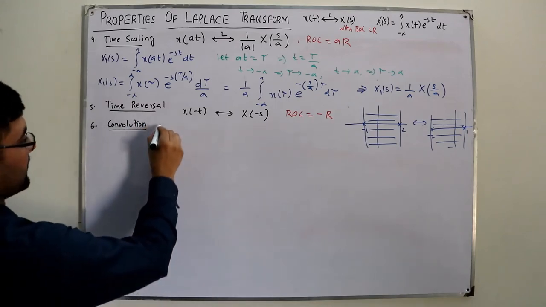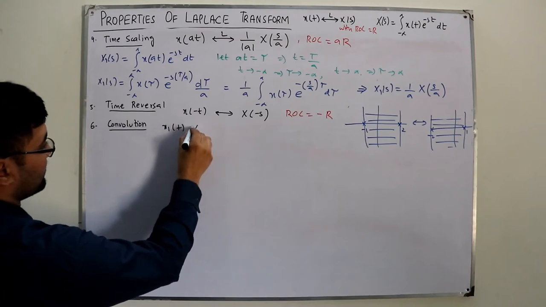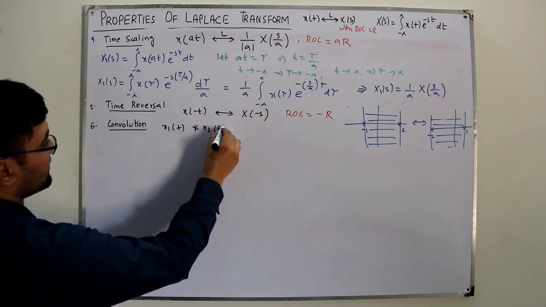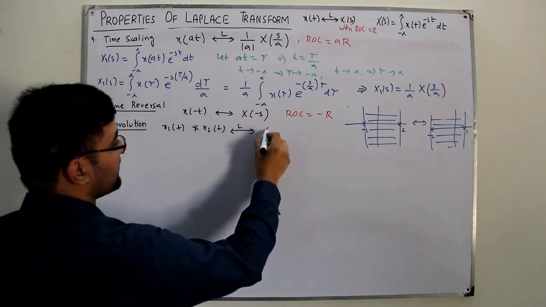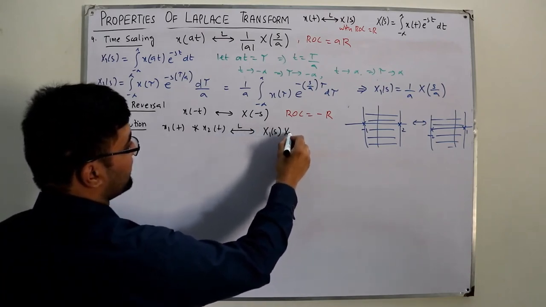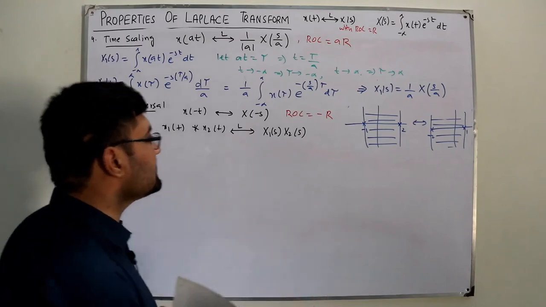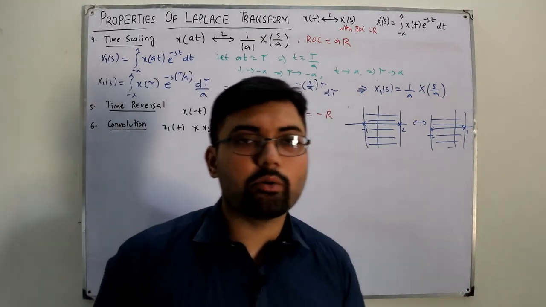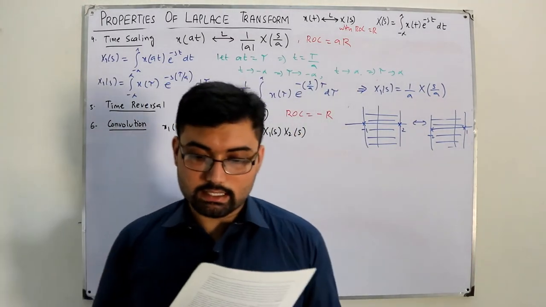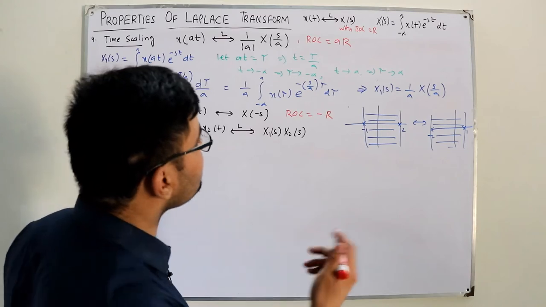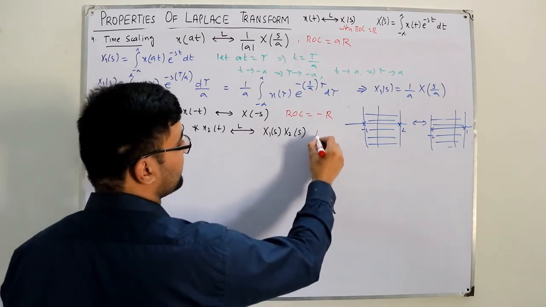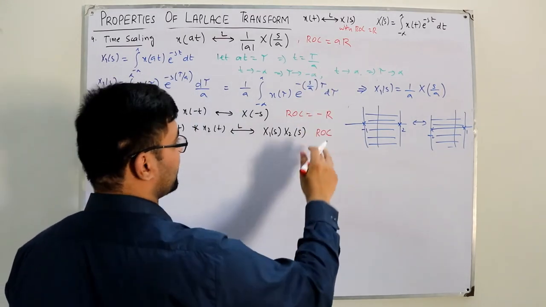The convolution property says that if you have x1 of t convolved with x2 of t in the time domain, the corresponding Laplace transform gets multiplied in the frequency domain. These are the very same things we discussed in the Fourier transform, but the ROC has importance. So the ROC would be again something like we discussed in the previous example, in the very first one.